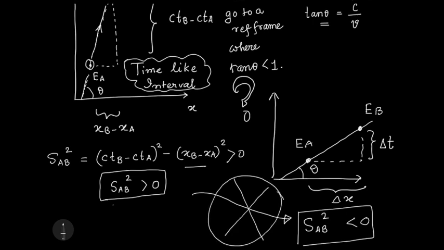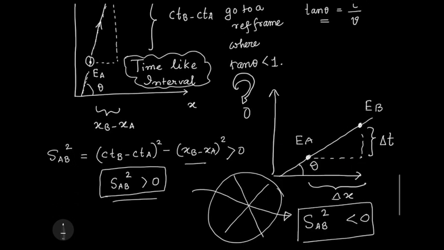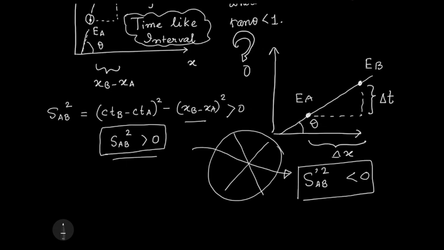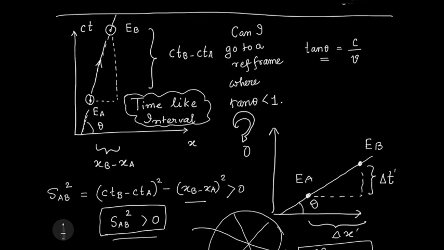That is not possible. Why? Because SAB square is constant. SAB square doesn't change as we change the reference frame. It's an invariant quantity. So if I go to a different reference frame, let's call this primes as we are always doing, I cannot go to a reference frame where SAB square is less than 0. It is impossible. That we have already seen. So a particle moving along this trajectory, which has a velocity v, cannot go to a reference frame where tan theta is less than 1.